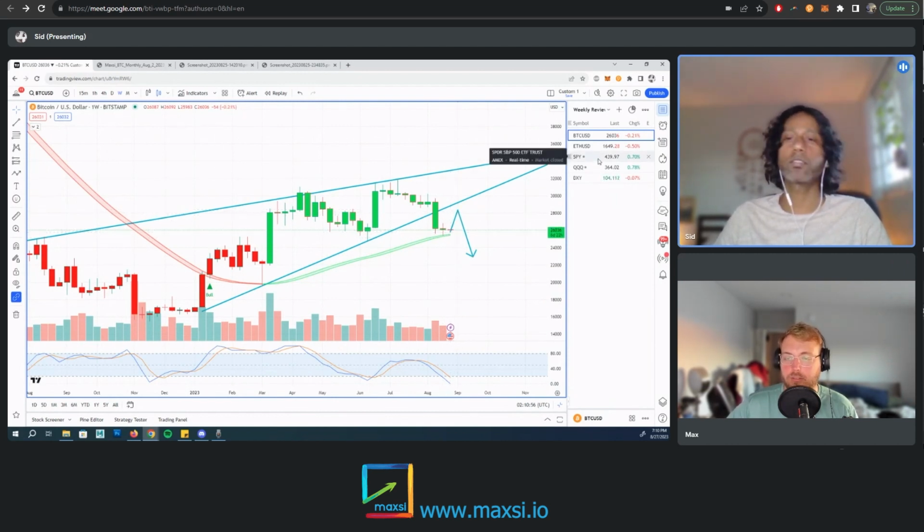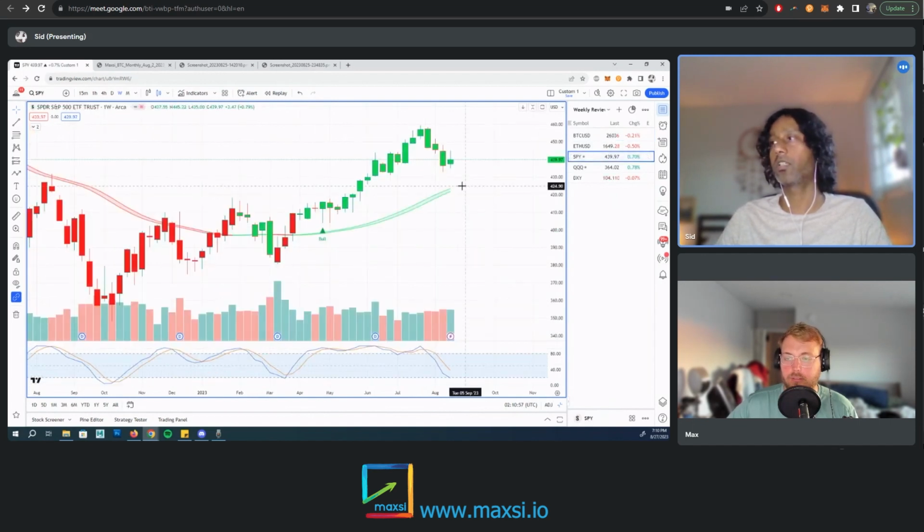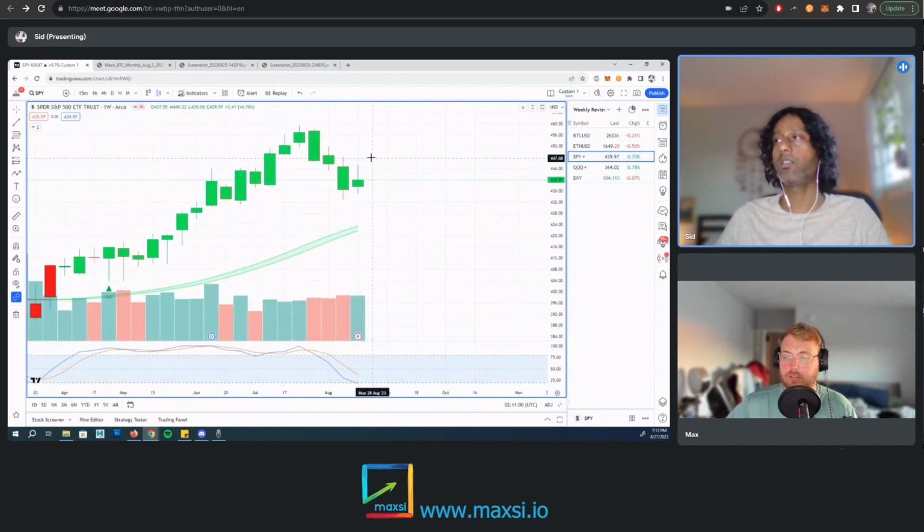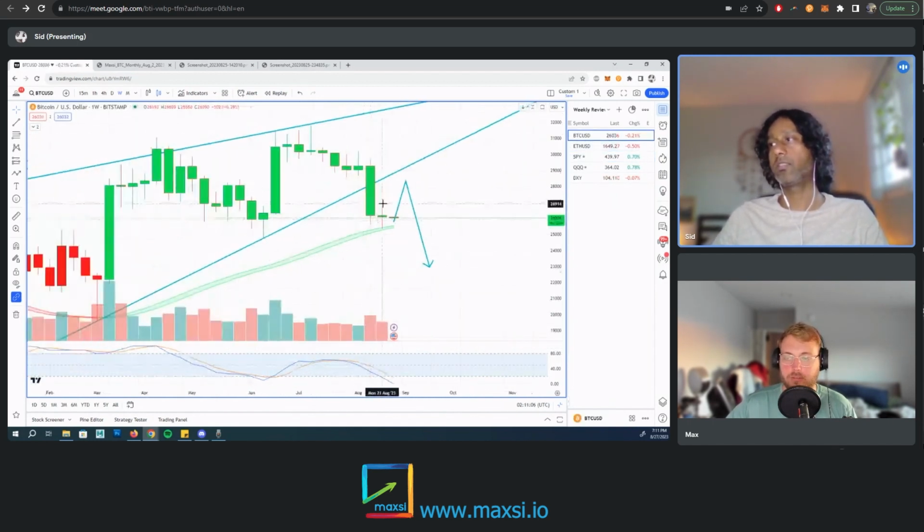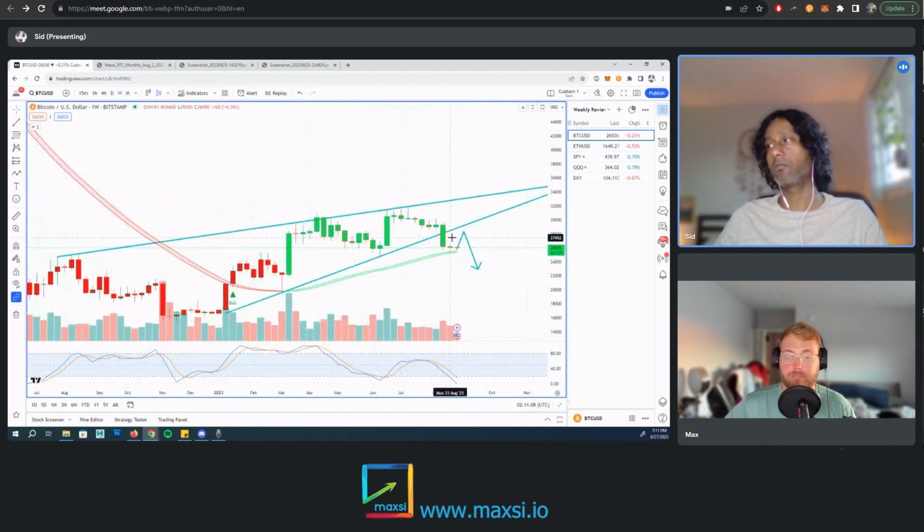Exactly. So in terms of short term, you could play a retest, and this also goes in line with the stock market. I think we could see a retest with the dollar dropping, and then we retest the wedge. We're looking at Bitcoin, because the whole crypto market moves with Bitcoin. That's why we primarily track Bitcoin.